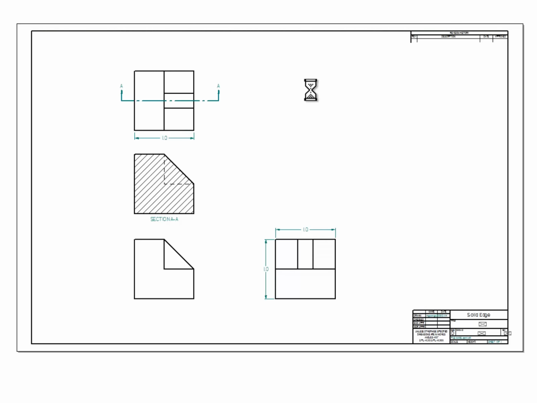Here's what we're going to make. We're going to make a draft or a print that has a cutting plane line and then a section view showing where that cutting plane cut through our object.